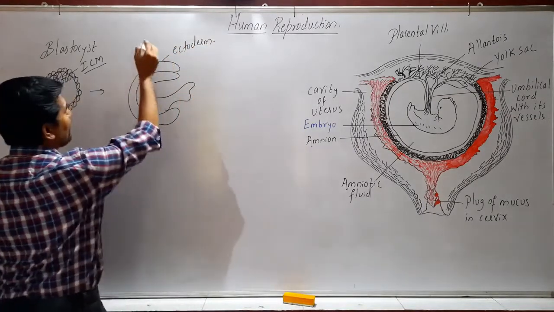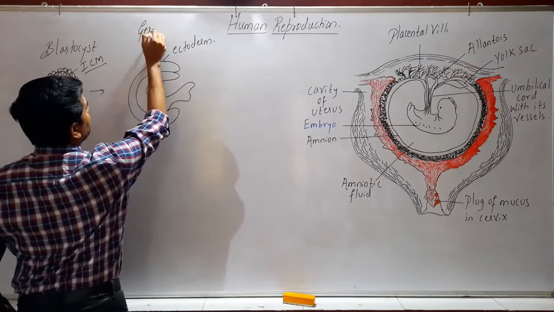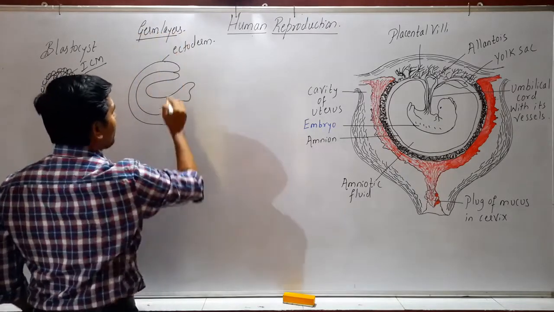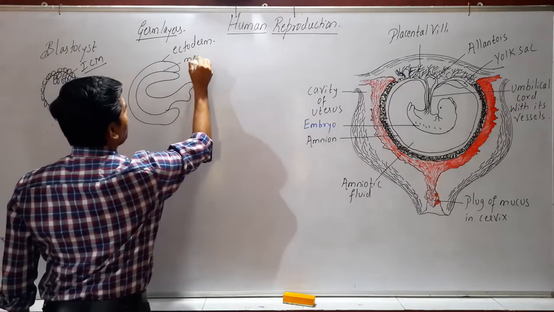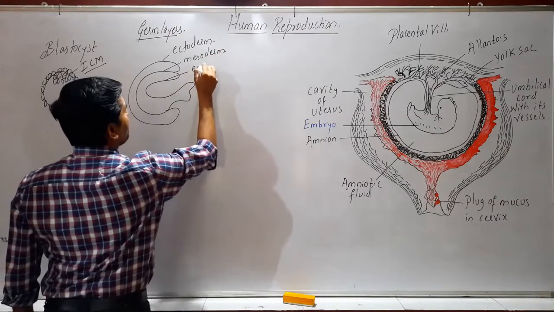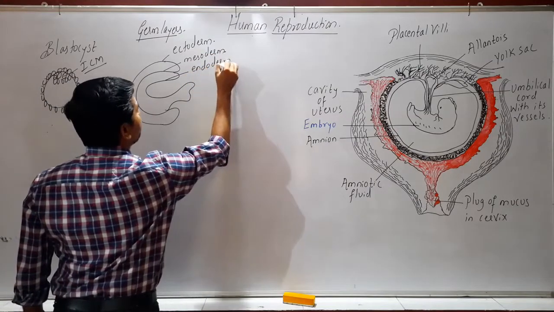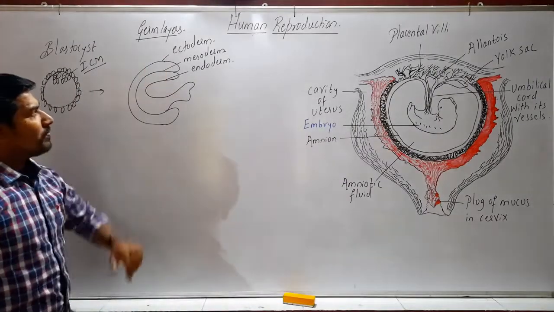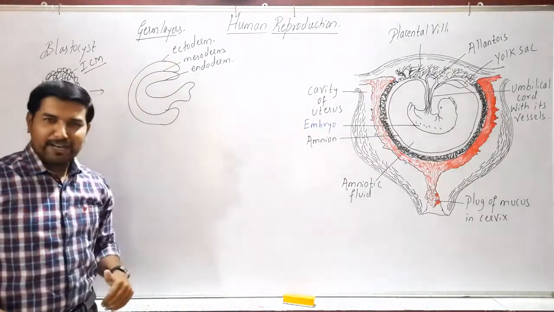We call them germ layers. The outer part is ectoderm, the middle part is mesoderm, and the inner part is endoderm. So this forms into ectoderm, mesoderm and endoderm.